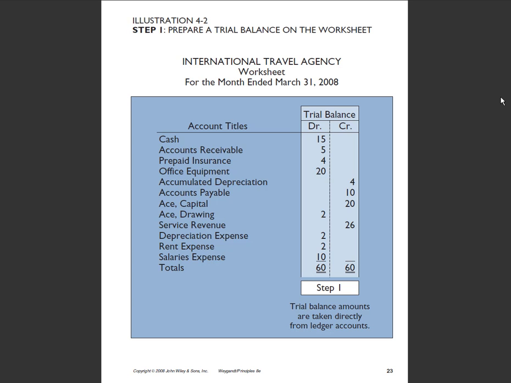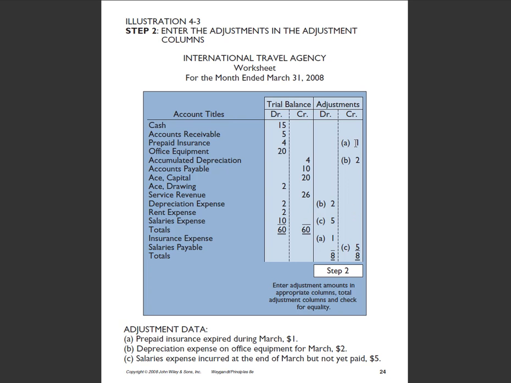And basically, here's the trial balance. Notice at the end, everything equals. So the debits will equal the total of the credits. And the trial balance is just basically all the accounts with their respective normal balance. Then, of course, we have adjustments.